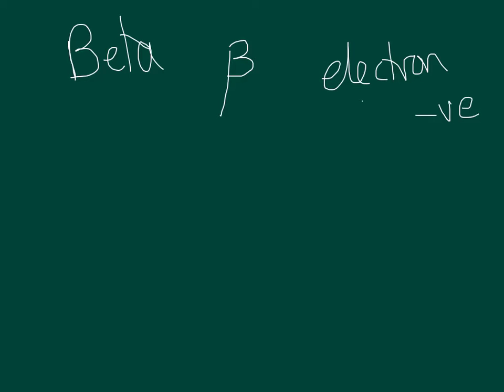Remember, the alpha particle was positively charged. In fact, it was +2. Beta is -1. Alright, so it's very, very much smaller than alpha, and it is a single electron.